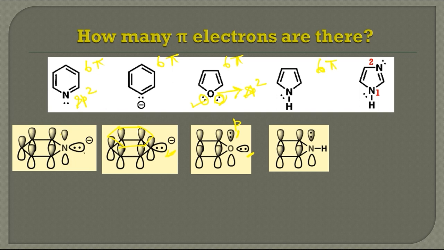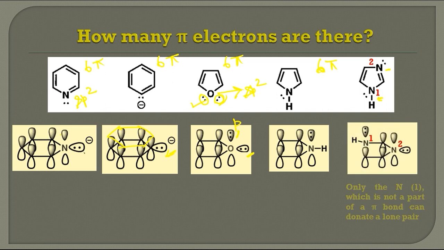Okay, and the next one is imidazole. Now you have two nitrogens. There may be some confusion. See, number 1 nitrogen is not part of a double bond, but number 2 nitrogen is part of a double bond. Now among these two nitrogens, only nitrogen number 1, which is not part of the pi bond, can donate its lone pair, and it will become part of conjugation. But this other lone pair is intact. Now if you consider these two, there are total 2, 2, 2, again 6 pi electron.